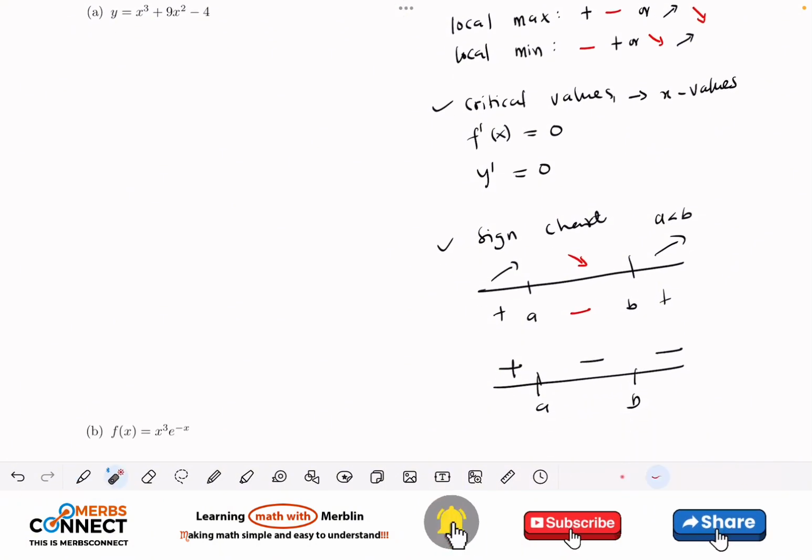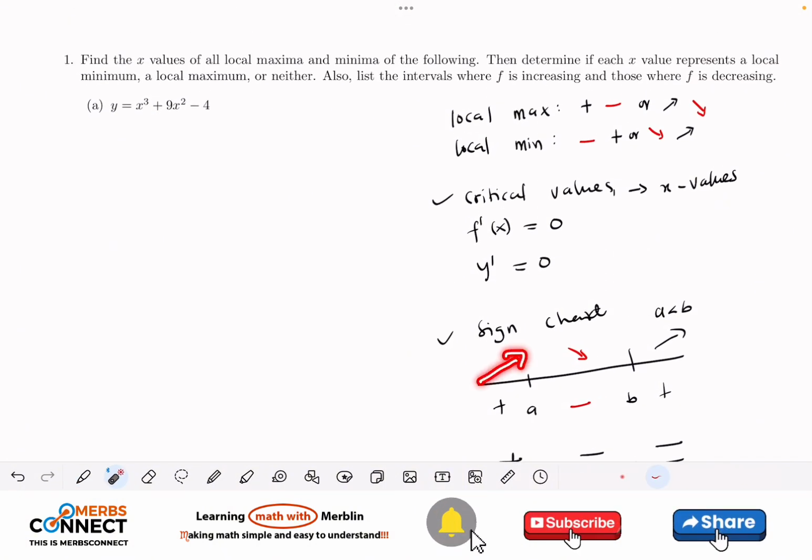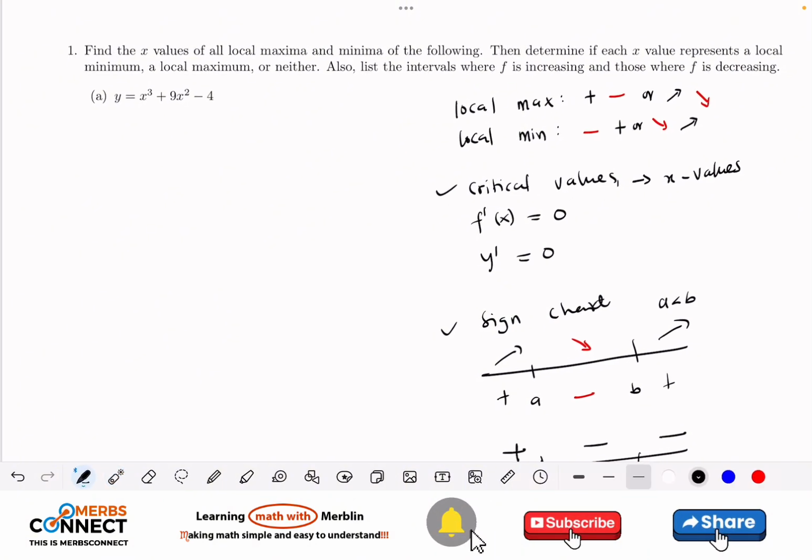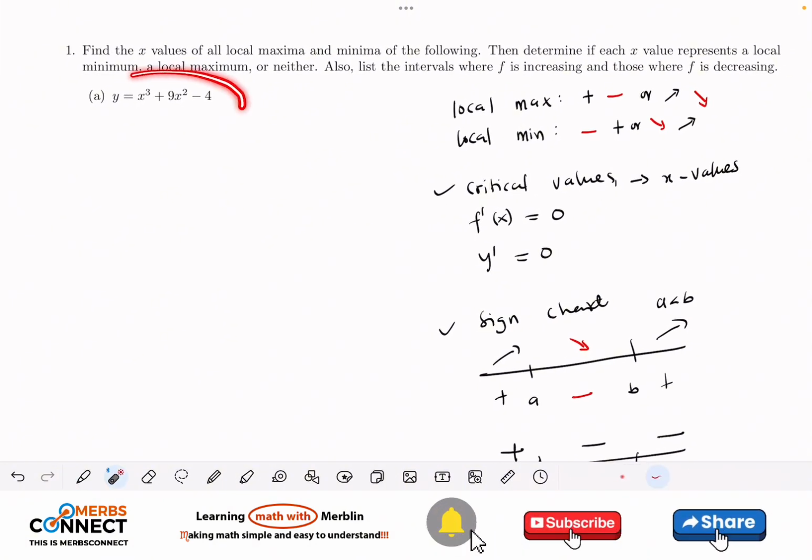Don't forget, with increasing and decreasing, we can use this idea to determine the increasing and decreasing intervals. Let's start. If I have y equal to this, then what is y prime? First, that's what I need. I need the critical values.